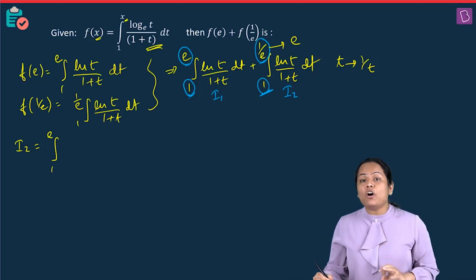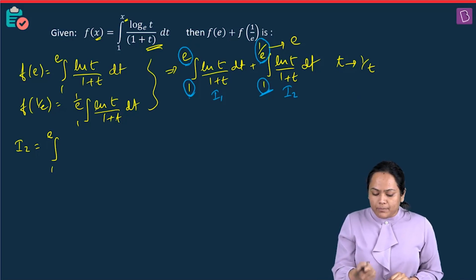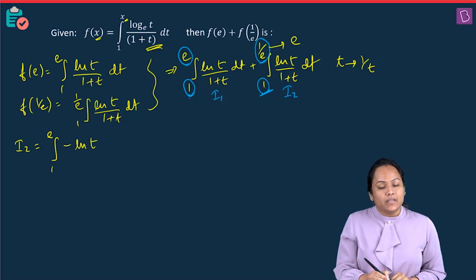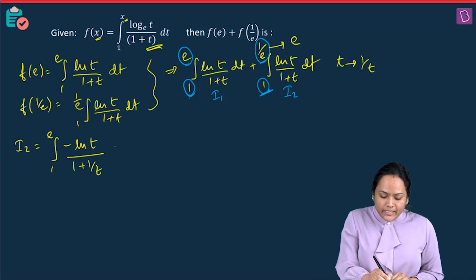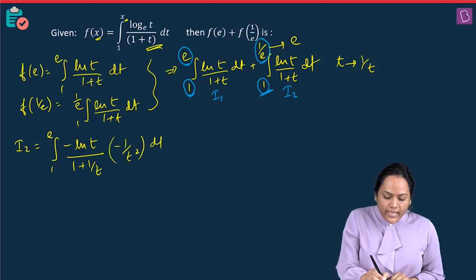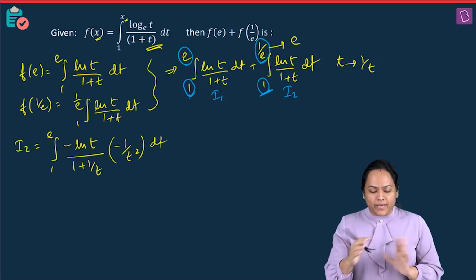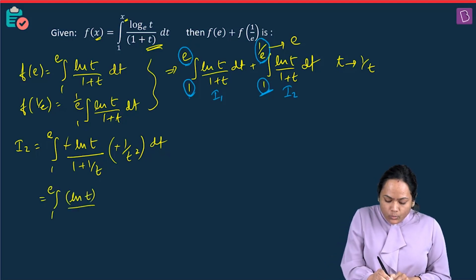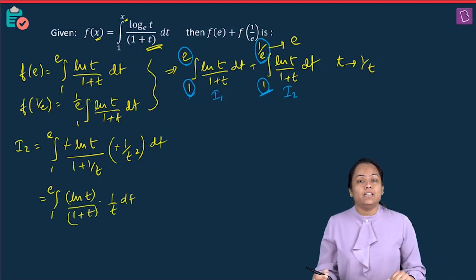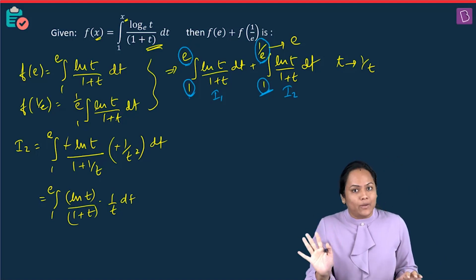But my ln t is going to become ln of 1 by t, which is nothing but minus ln t, right? Divided by 1 plus 1 by t, and the derivative will become minus 1 by t square dt. Clear? Perfect. So let's quickly take the LCM, and the minus sign is going to get cancelled out. So it's going to become ln t divided by 1 plus t, and I'll have one more term, which is 1 by t dt. So I have converted I2 such that my limit is now matching with I1, right?